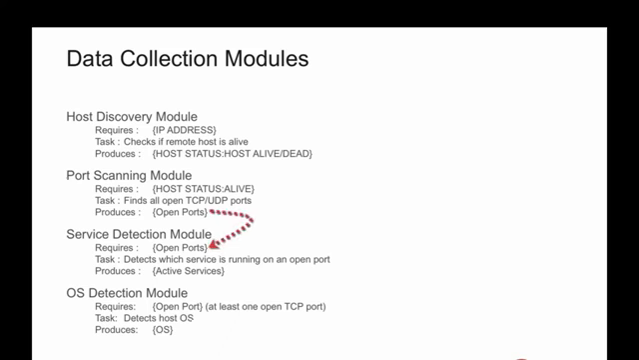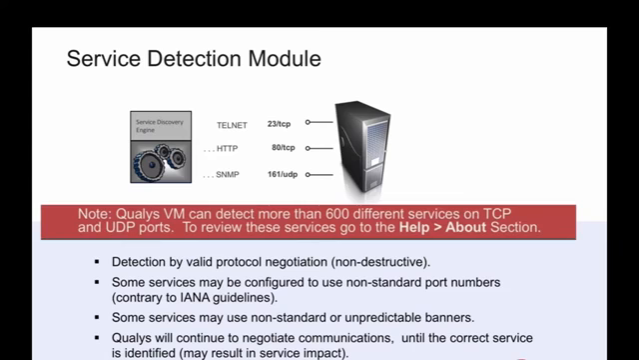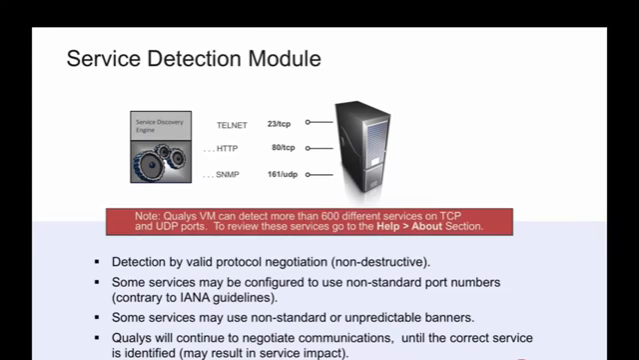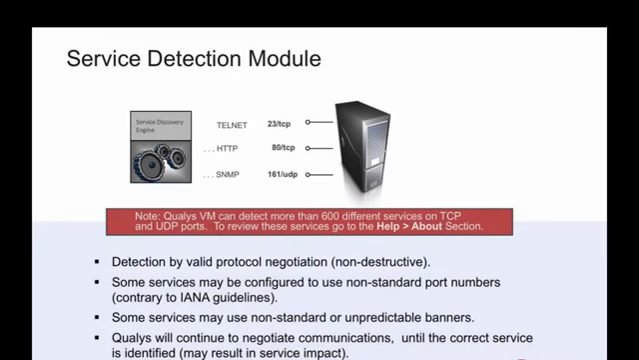and UDP ports is passed on to the Service Detection module. The Qualys Vulnerability Management application can detect over 600 different services running on both TCP and UDP ports. This is accomplished using valid protocol negotiation. IANA guidelines will initially be used to select the protocol for the very first service detection test.